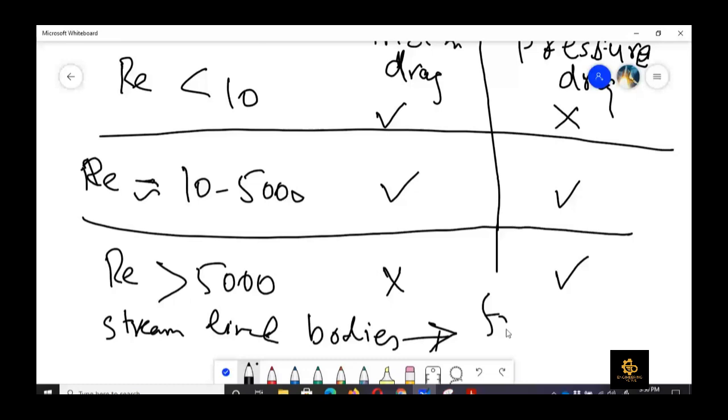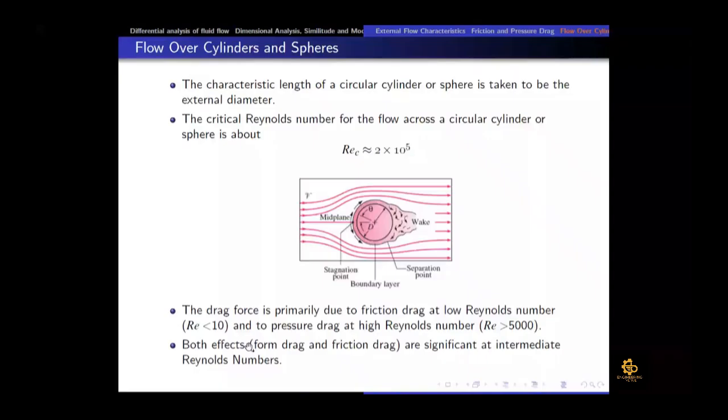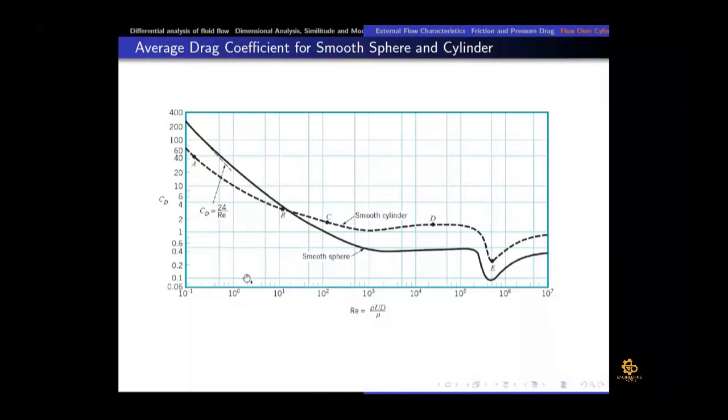Okay, so that is the thing which is written here. And now I am going to show you the coefficient of drag graph with respect to Reynolds number. Now you can see the coefficient of drag, which is CD, which is drag force divided by half rho u square into area. That is shown for the cylinder as well as for the sphere. The solid line is for the sphere, and the dotted line is the CD value for the cylinder.